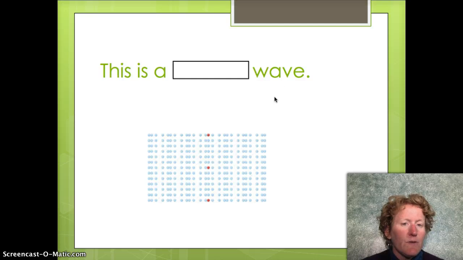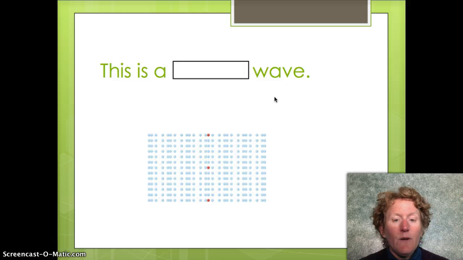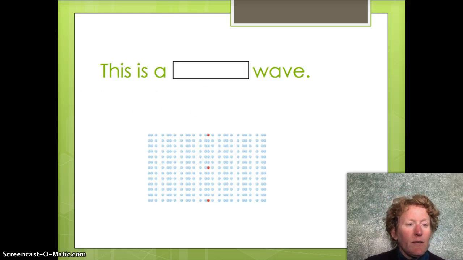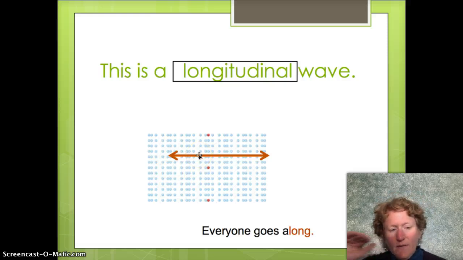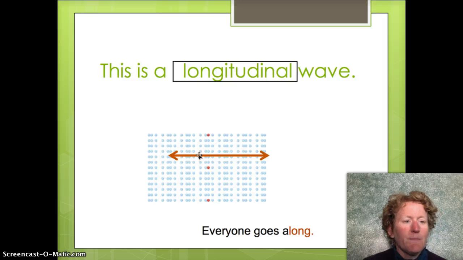This is a transverse or longitudinal wave, and we just looked at a transverse wave, so we know this one is longitudinal. And the way you can remember that one, everyone gets along in a longitudinal way. The particles are moving in the same direction as the direction of travel for the wave. So everyone gets along in a longitudinal wave, and the particles move in the same direction as the wave.